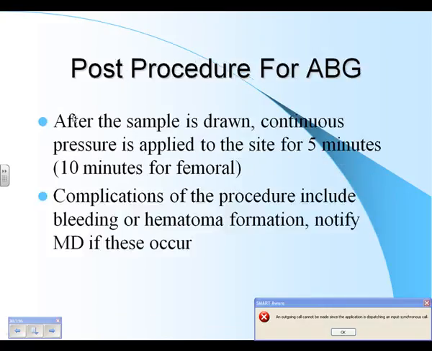Post-procedure for the ABG, as I said, it may take a good 10 minutes. Specifically for the femoral, they say hold 10 minutes. You may can hold 5 for the radial, but be on the safe side. Hold it a good 10 for both of them, and that way hopefully you won't have any complications. If it continues to bleed, then we need to notify the physician. Of course, if they're on blood thinners, you need to hold it for longer because they're going to be at a greater risk of bleeding. They may have a hematoma develop there, which can cause problems. So you want to hold it so that it doesn't cause any complications.